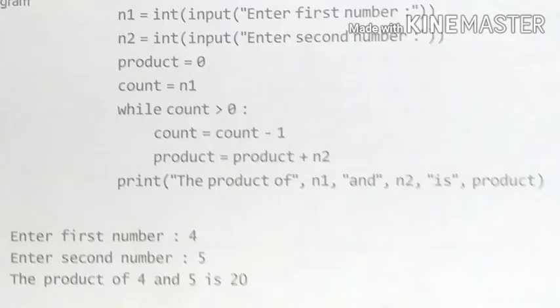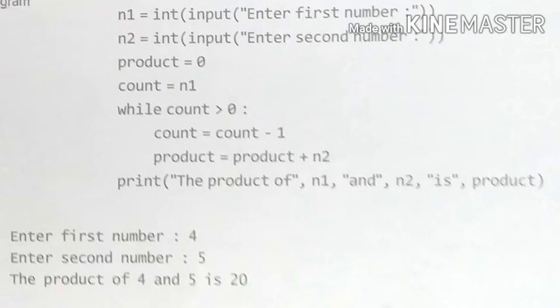Here we have one program to print the product of two integer numbers without using the star operator. For this, first we read two numbers into n1 and n2. Then set the value of product equal to 0 and count equal to n1. Suppose the values of n1 and n2 are 4 and 5. Now the value of product is equal to 0 and count is equal to 4.